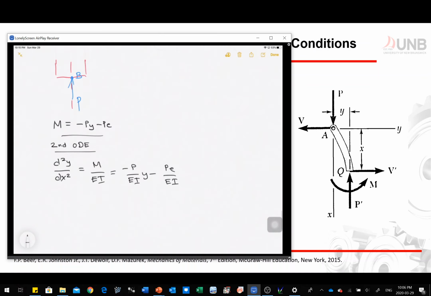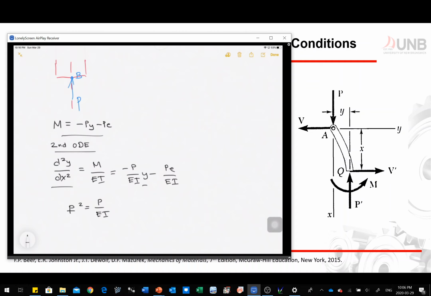Now again, in order to solve this problem, because you have your d squared y right here and you have your y right there, similar to the previous lecture, we're going to set p, let's call it small p. I think I forgot to mention in the previous lecture that it's small p. So p squared is equal to P over EI. And that will simplify our equation in order to get a solution to our differential equation.